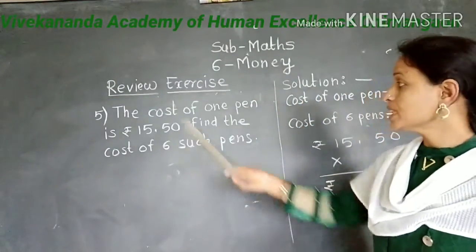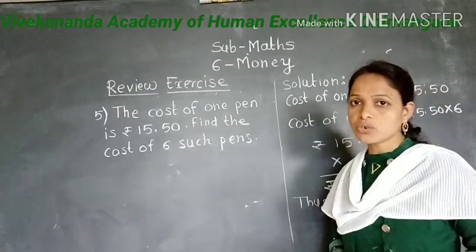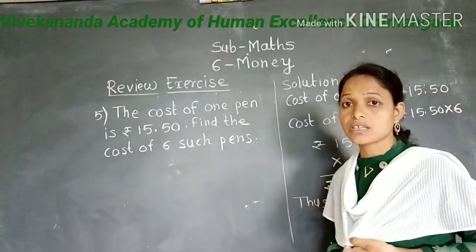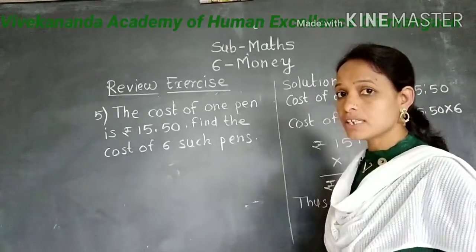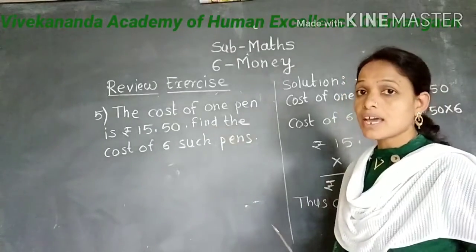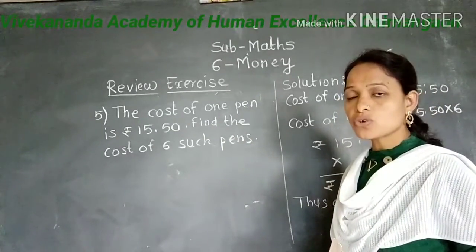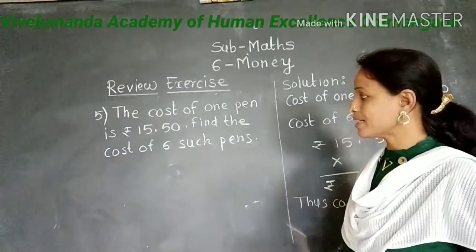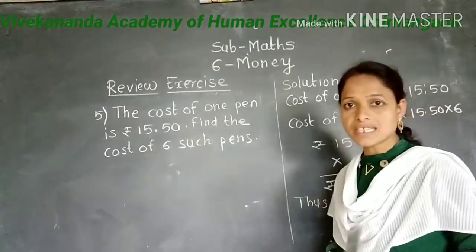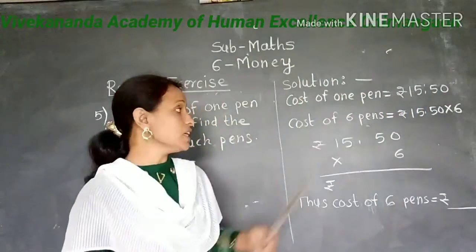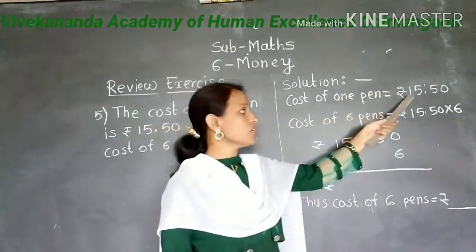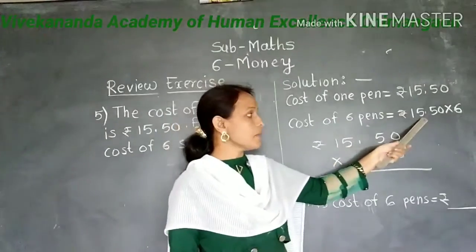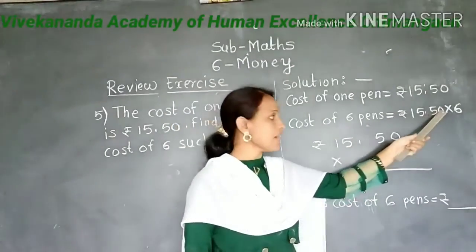Fifth word problem. The cost of 1 pen is 15 rupees 50 paise. Find the cost of 6 such pens. Look here. In this example, the cost of 1 pen is given and you have to find out the cost of 6 pens. So to find the cost of 6 pens we have to multiply 15 rupees 50 paise by 6.